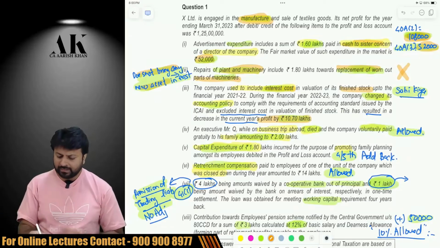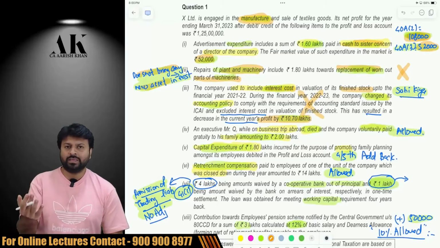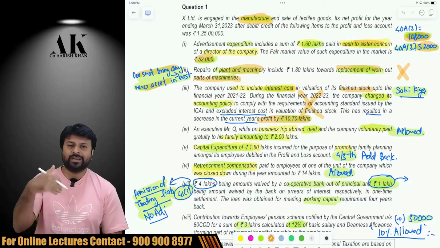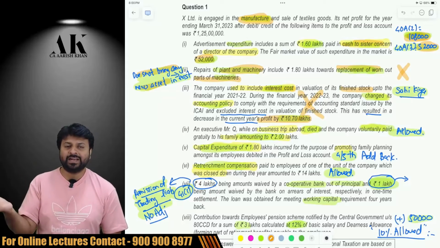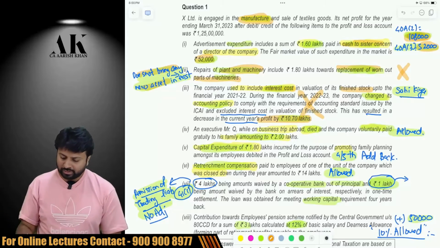So if everything is done correctly, why do we have to do anything over here? Why will we give any effect over here? Because the company is correcting its mistake in the current year, and they are reflecting that in the P&L account also. Therefore, there is no need to do anything over here.